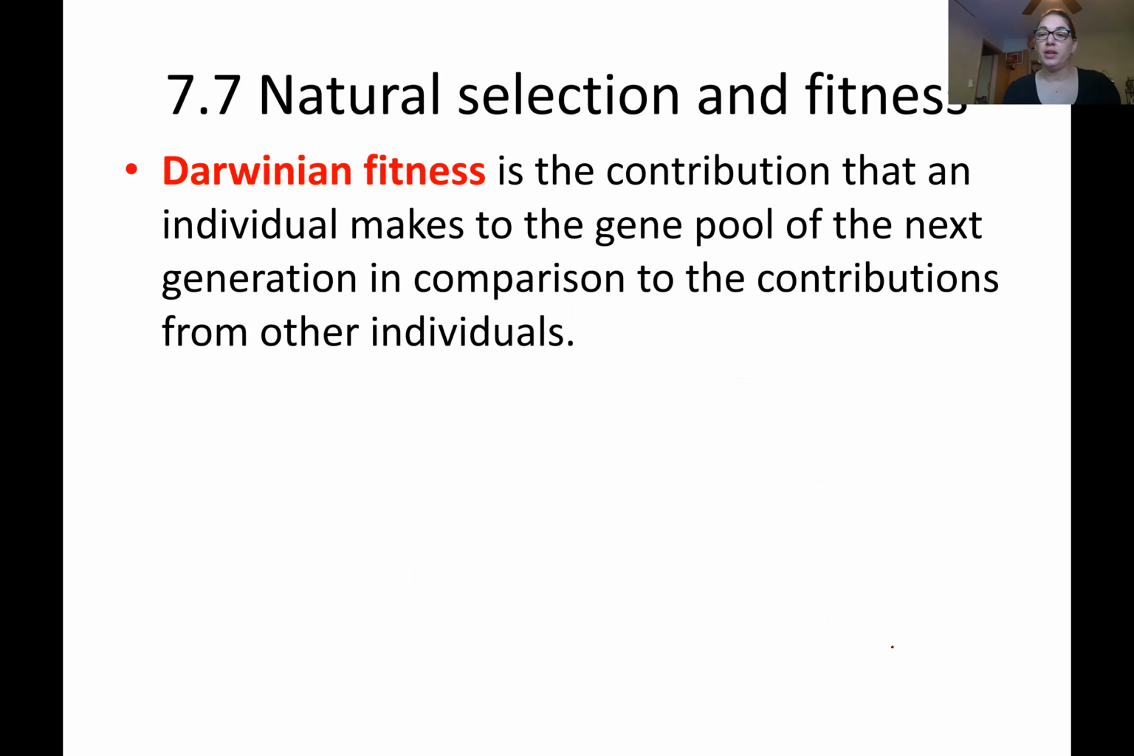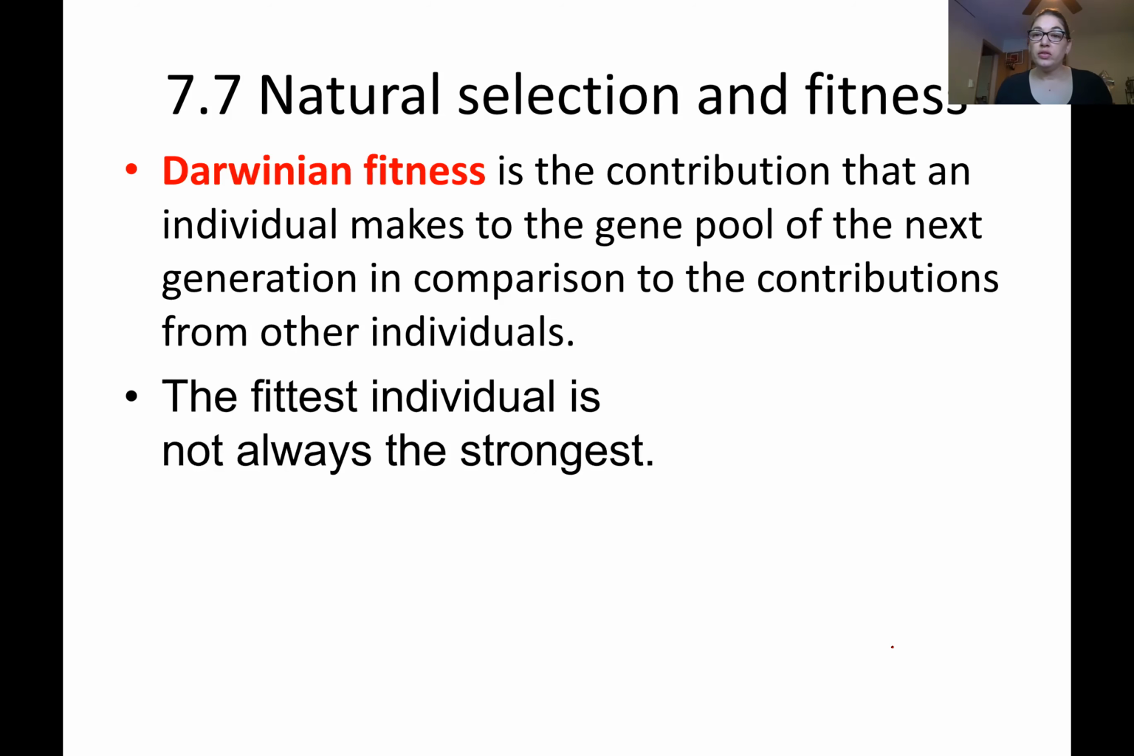Okay, natural selection and fitness. What is fitness? Darwinian fitness is essentially the contribution that an individual makes to the gene pool of the new generation compared to the contributions of others. So if there's an individual who is more fit, who had more offspring that were able to survive in their current environment compared to other organisms, those genes that were successful are going to become more prevalent in that population. So the fittest individual is going to survive. However, it doesn't mean it's always the strongest individual. There are a lot of examples in nature where perhaps not the strongest individual is successful in mating and reproduction and having offspring to survive to the next generation.